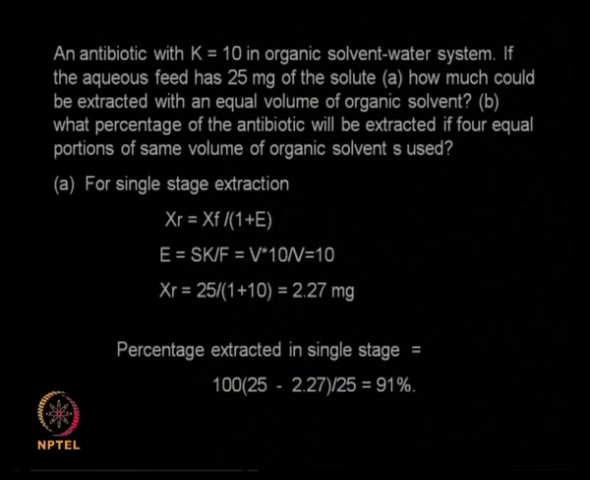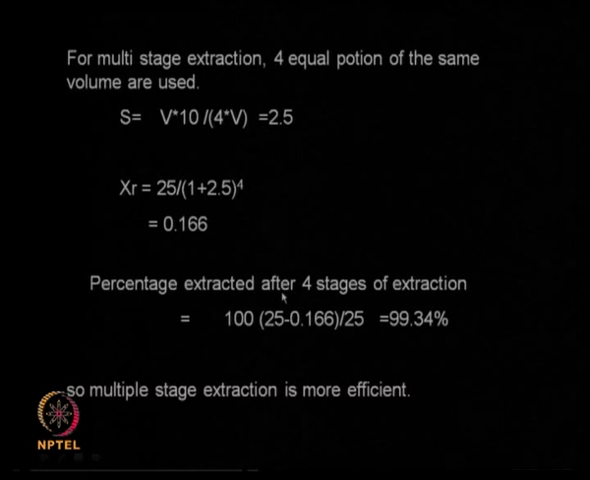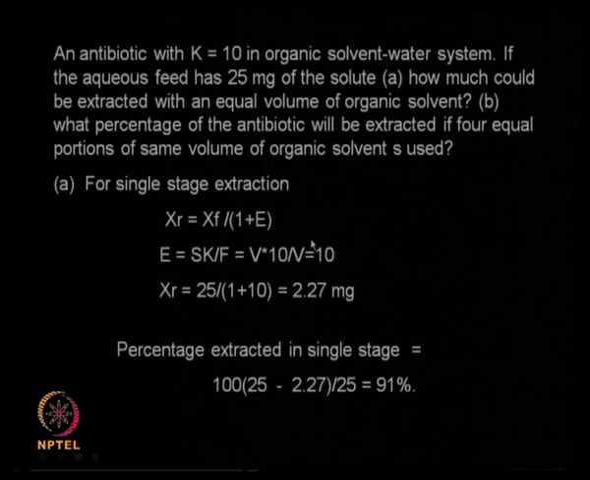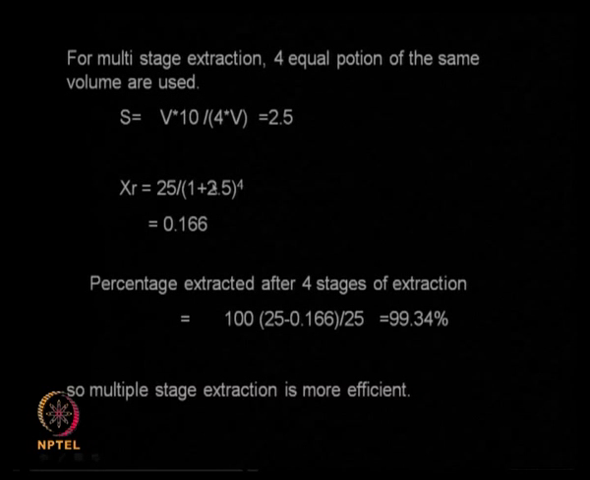So what happens? The equation gets slightly modified. The equation will become XR is equal to XF divided by 1 plus E raised to the power n, where n is equal to 4, correct. Now again we can calculate your extraction efficiency. E is given by 2.5 because you have now the quantity of the solvent divided by 4. So instead of E being 10 in the previous case, now E has become 2.5, correct.